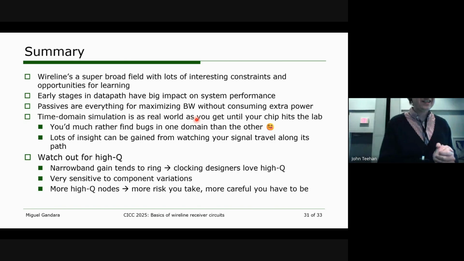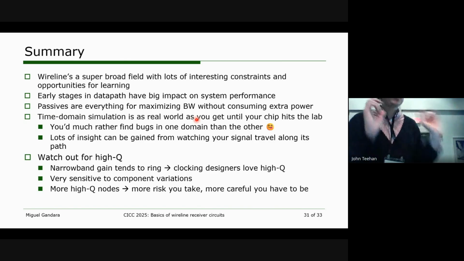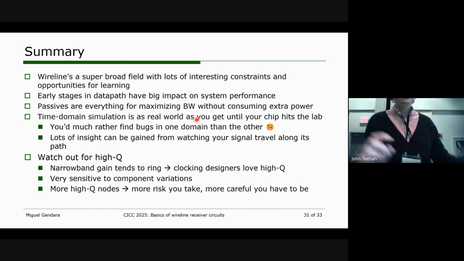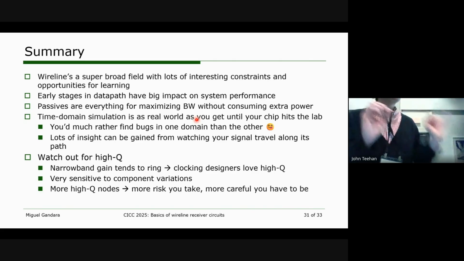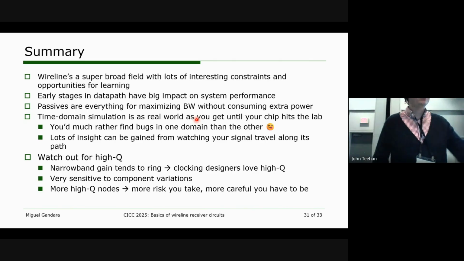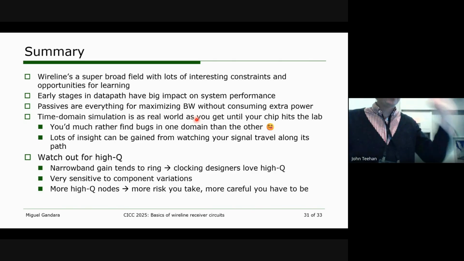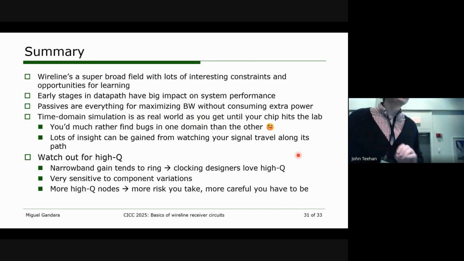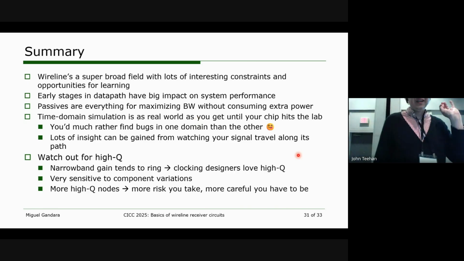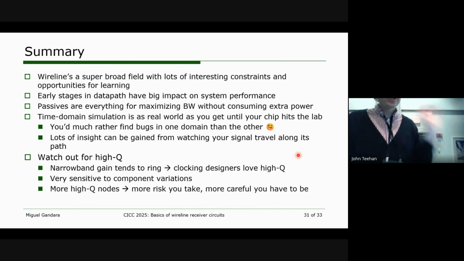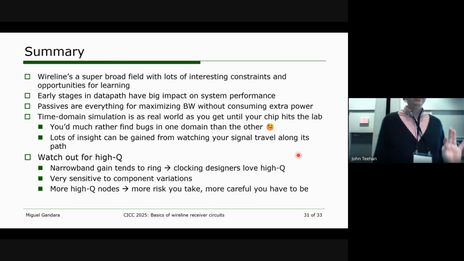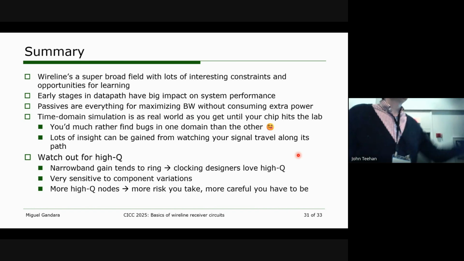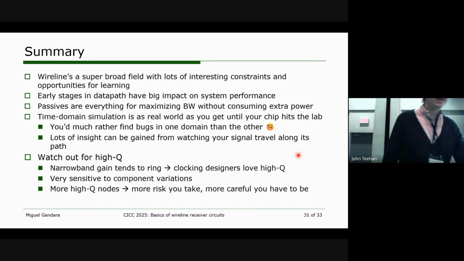Big picture idea: passives are everything when it comes to maximizing bandwidth without consuming extra power. Any really good receiver design or high bandwidth wireline design will have very carefully designed passives. Finally, I'll skip the point about high Q because I didn't talk about it much, but time domain simulation is as real world as you get until your chip hits the lab. You'd much rather find issues in one domain than the other, and you definitely want to find them before the chip hits the lab.